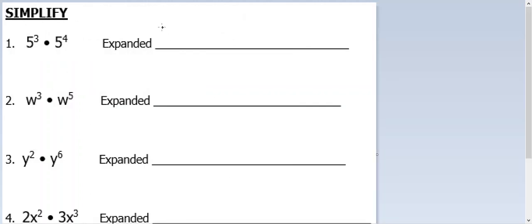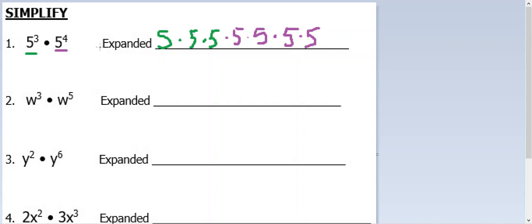Alright, let's try some examples here. So this first one here says simplify 5 to the third times 5 to the fourth. So I know that 5 to the third means that there's going to be 5 multiplied by itself 3 times. So 5 times 5 times 5. And then I also have 5 to the fourth, which I know will be 5 times 5 times 5 times 5.